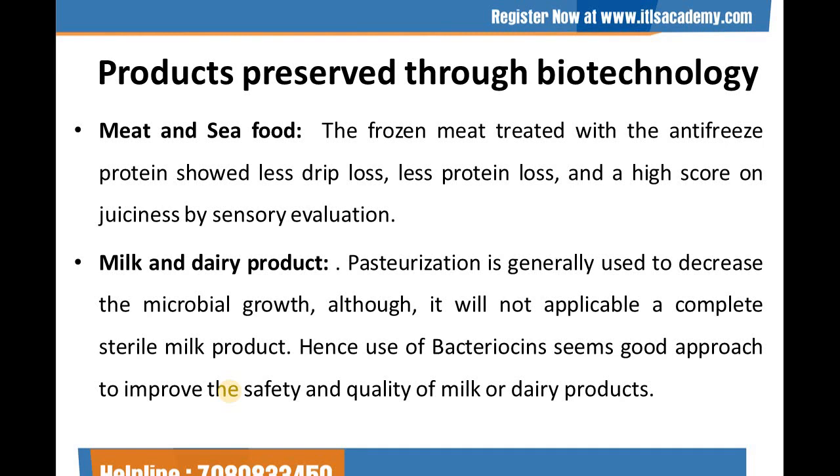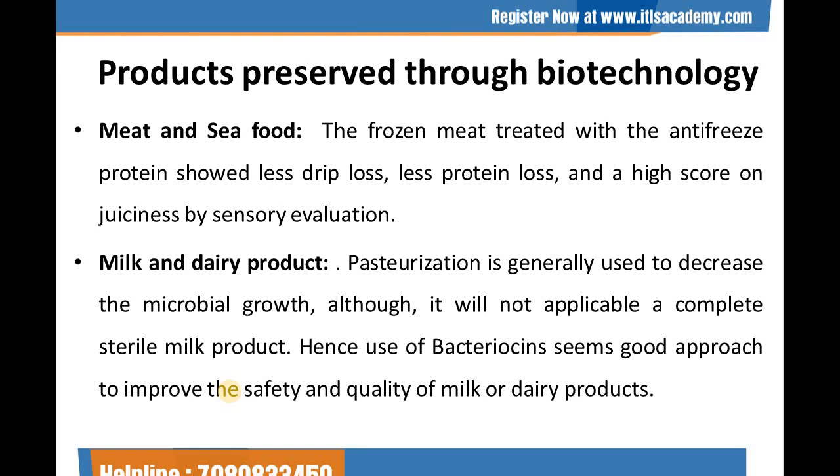Let's talk about the products preserved through biotechnology. Talking about the first point, meat and seafood. Most of the world population nutritionally depends on meat and seafoods. The frozen meat treated with the antifreeze protein showed less drip loss, less protein loss, and a high score on juiciness by sensory evaluation.